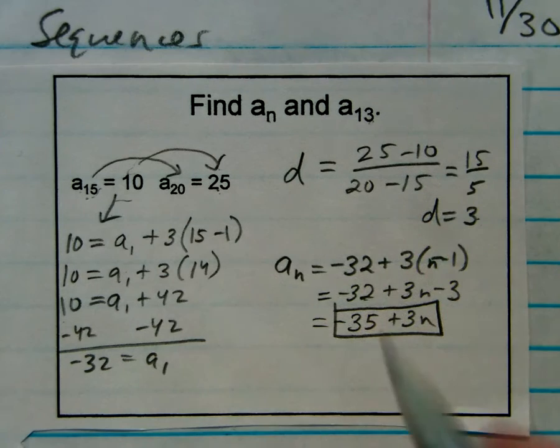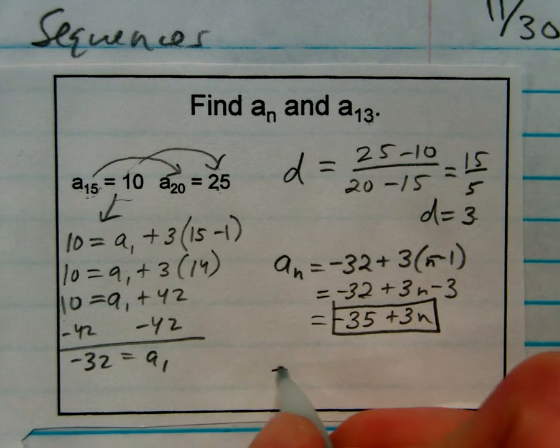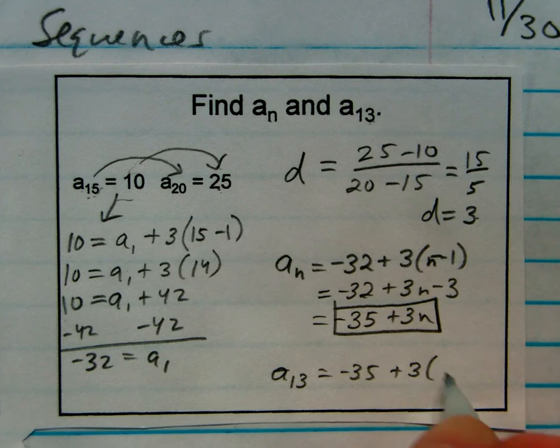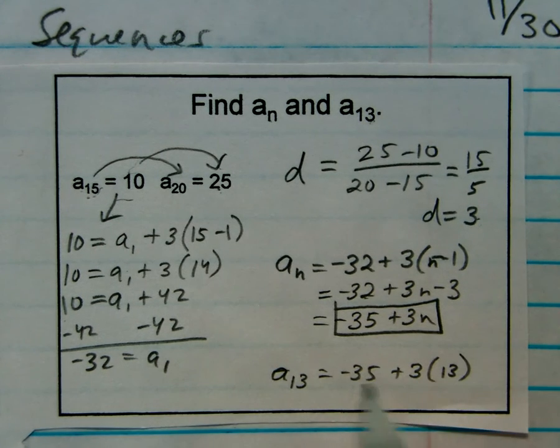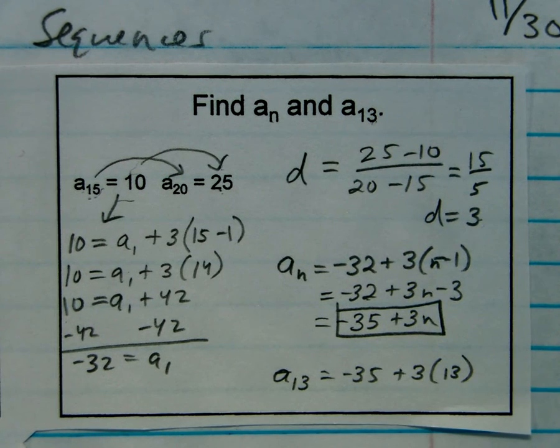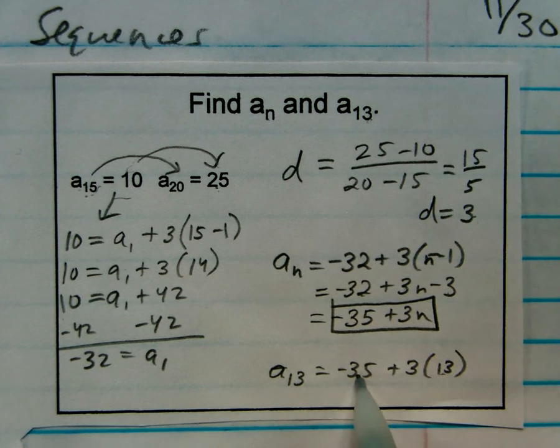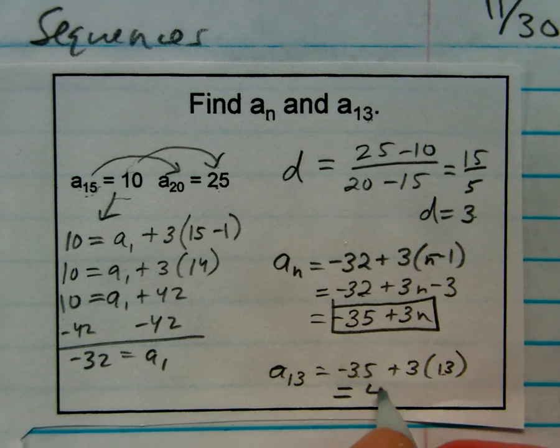And then if they want the 13th term, A13, we just put the 13 in the formula. So negative 35 plus 3 times 13. 3 times 13 is 39. If you put the negative 35 with that, you end up with 4.